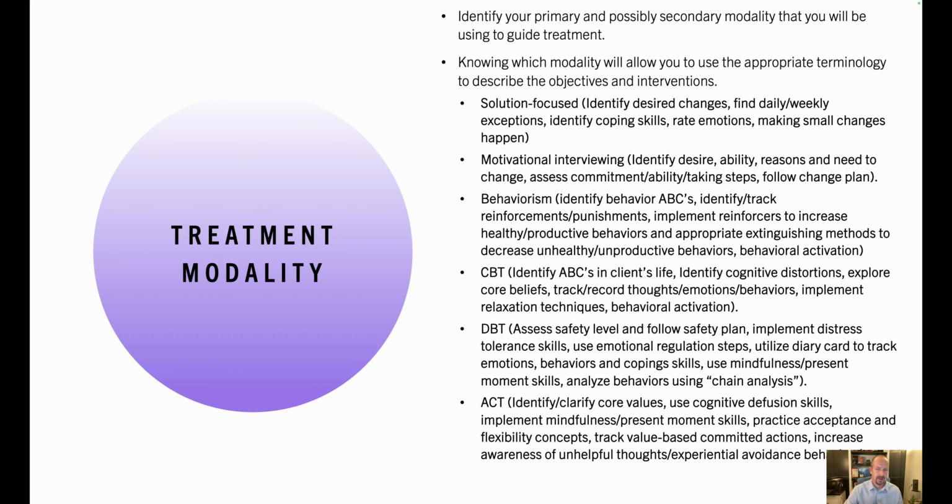And then ACT. You might have them identify and clarify core values, use cognitive diffusion skills, implement mindfulness, practice acceptance and flexibility, track value-based committed actions, increase awareness of unhelpful thoughts, or experiential avoidance behaviors. And we'll talk about those words over the next several weeks, exactly what those mean. But these are descriptions and frequently used words and interventions used with some of the modalities that we've covered or are going to cover this semester.